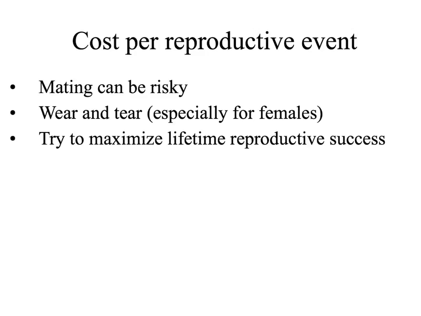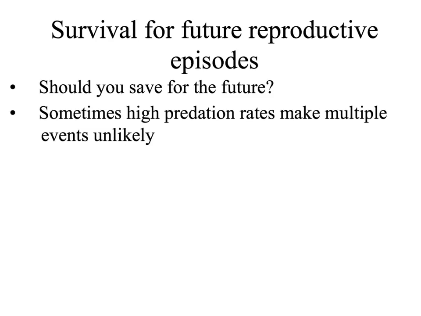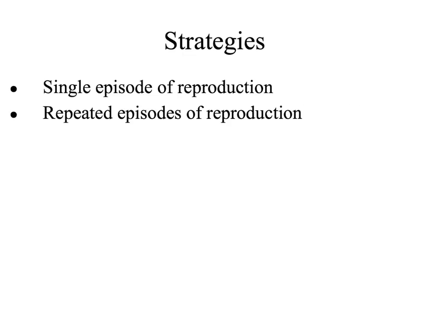So, organisms are trying to maximize lifetime reproductive success, their overall number of babies that they leave behind in a generation. Organisms have to look at a couple of major questions. One is survival for future reproductive episodes. Should they save for the future, or should they put all of their reproductive energies into one big event? Sometimes high predation rates make multiple events unlikely in the lifetime of an organism, so putting all of your reproductive energy into one or very few events is a better strategy. We're going to see that some organisms have a single episode of reproduction in their lifetime, while others have repeated episodes of reproduction throughout their lifetime.